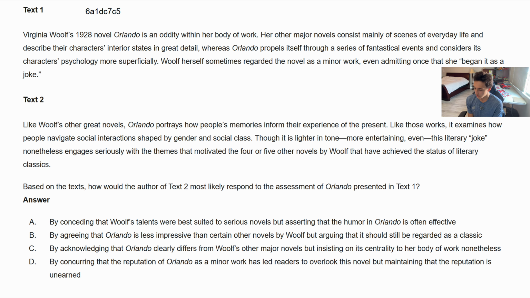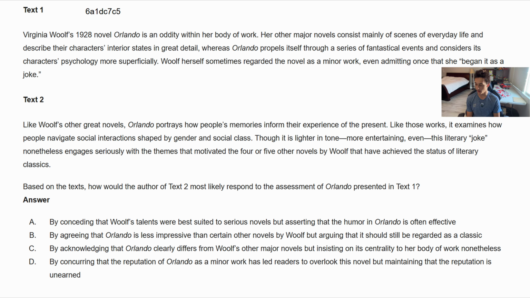How would text 2 most likely respond to text 1? All right, so this one's pretty much the same thing. Virginia Woolf's novel Orlando is an oddity within her body of work. Her other major novels consist mainly of scenes of everyday life and describe their characters' interior states in great detail, whereas Orlando propels itself through a series of fantastical events and considers its characters' psychology more superficially. Woolf herself sometimes regarded the novel as a minor work, even admitting once that she began it as a joke.